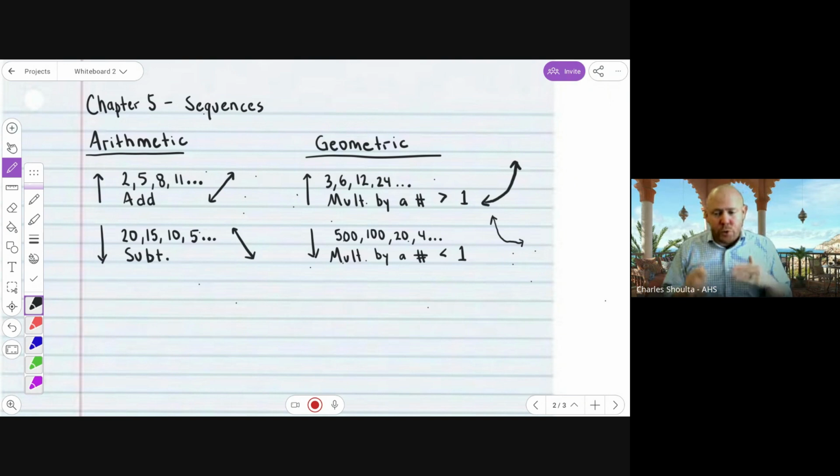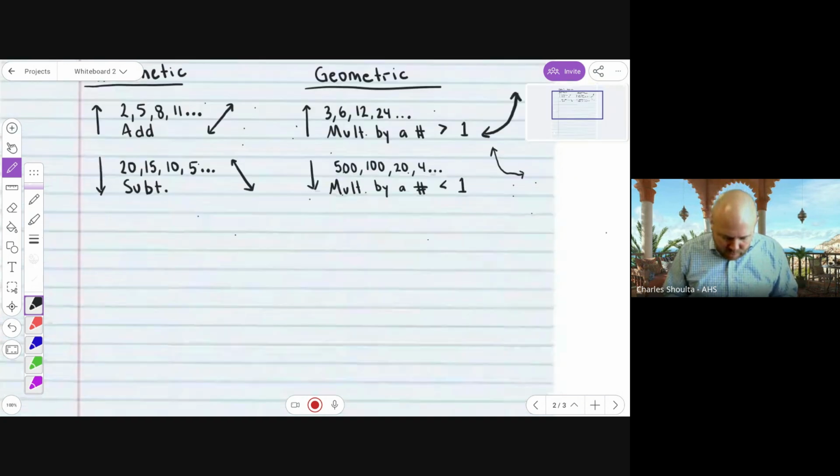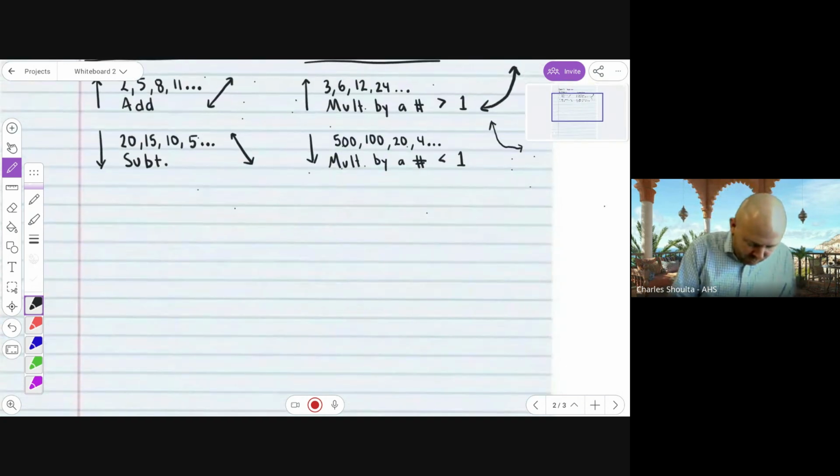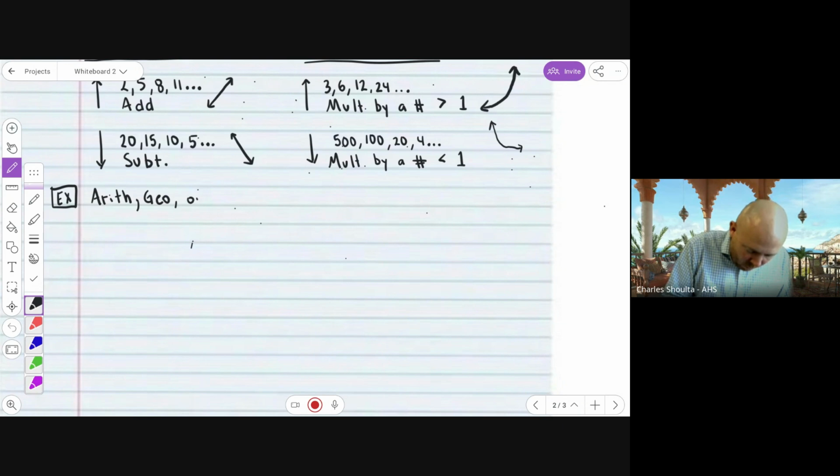So let's talk about what we're going to do today in class. We're going to keep it very brief. We're going to keep it very small, but I am going to teach you one very important thing that we will use the rest of the year. Here we go. Here's what your assignment is going to look like. Example. I want you to tell me arithmetic, and I'll abbreviate this, geometric, or maybe I'm going to trick you. Maybe it's neither.